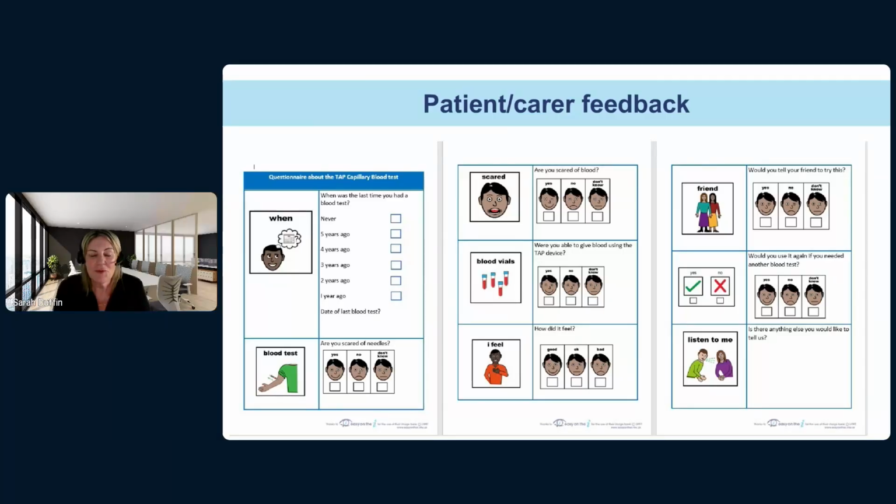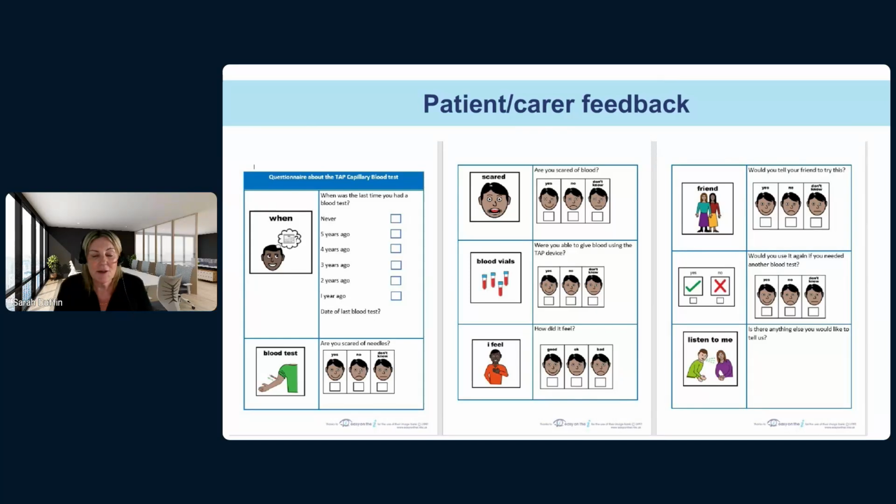But it was really important that we ascertained what were the views of people with learning disabilities. It's fine for me to say I found it pain-free, less anxiety provoking, less stressful, but did people with learning disabilities also share that perspective of the TAP device?